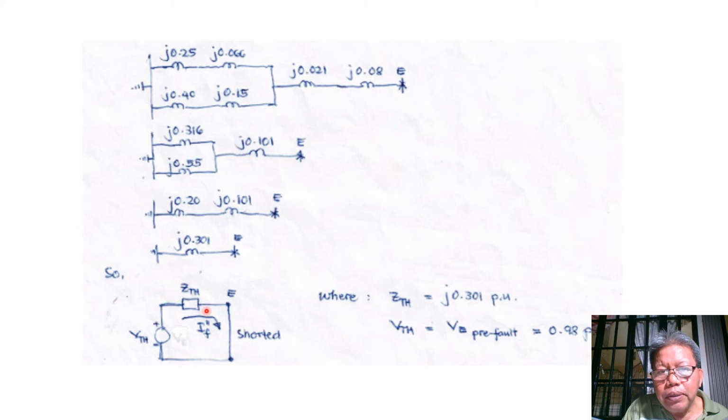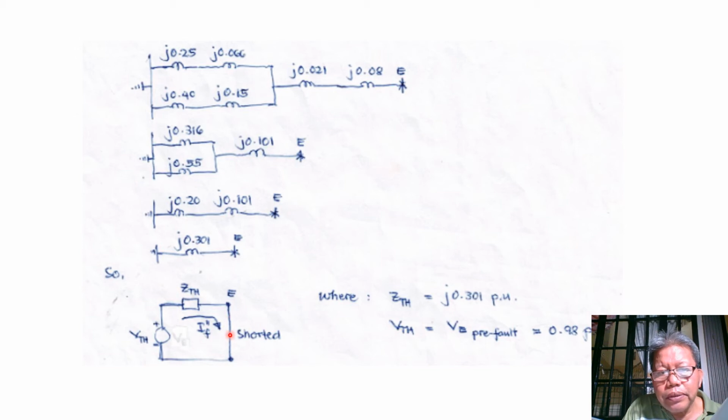So this is now our simplified equivalent positive sequence network, where our ZTH here is just equal to that, the total reactance of the line, and ETH of course is the voltage generated per phase, because we have a positive sequence voltage.